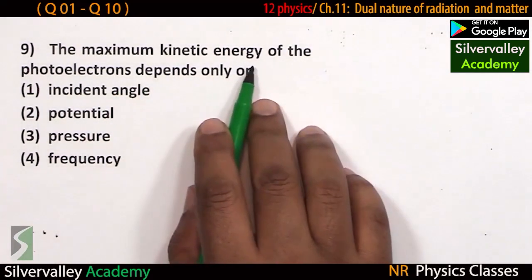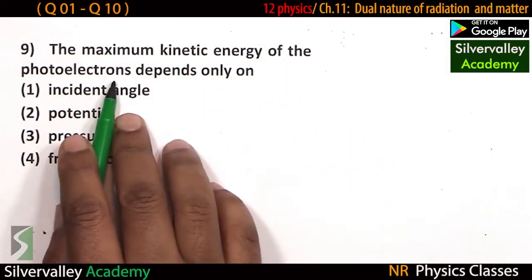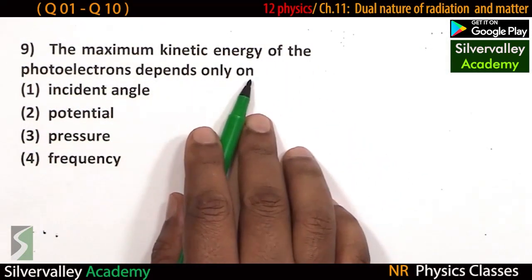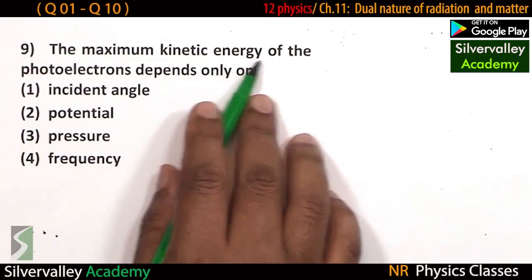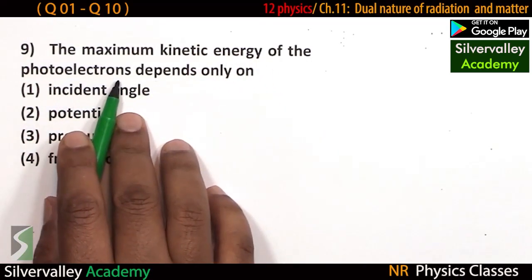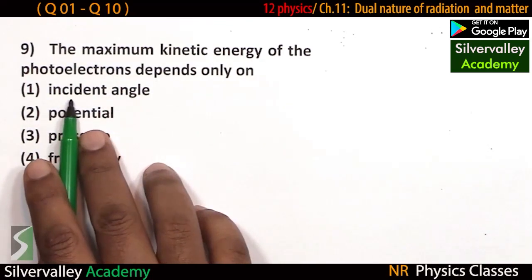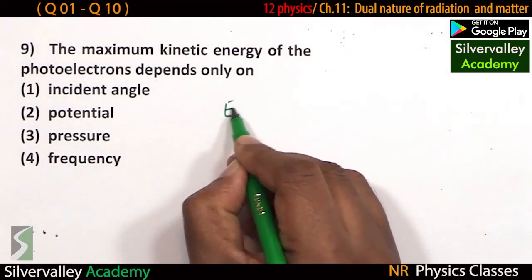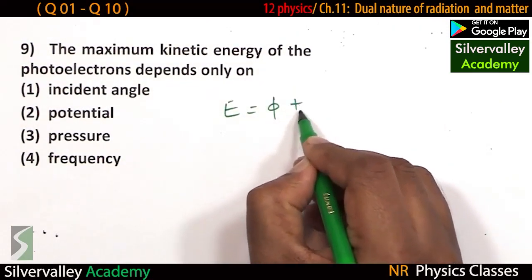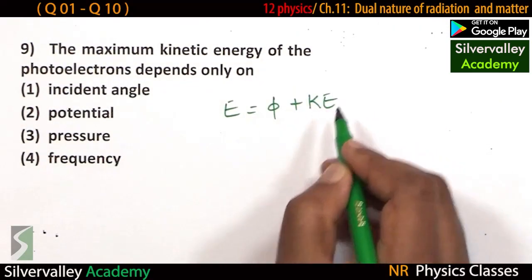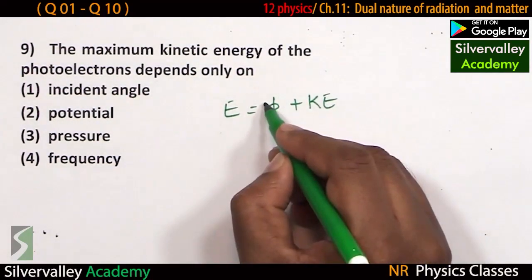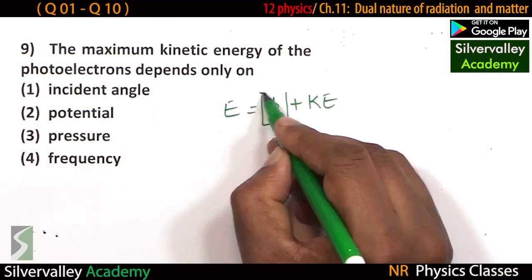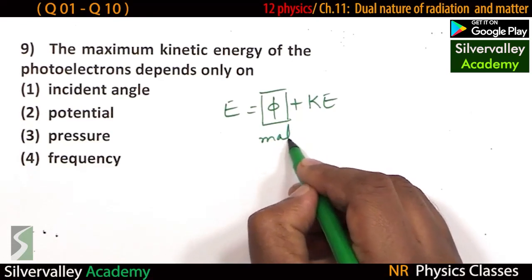The maximum kinetic energy of the photoelectrons depends only on: kinetic energy of photoelectrons, incident angle, potential, pressure, frequency. So E equal to work function plus kinetic energy. For a given material or metal, this is constant.